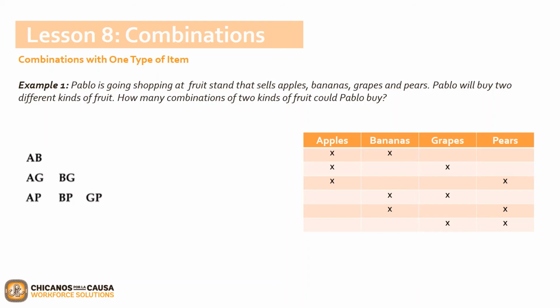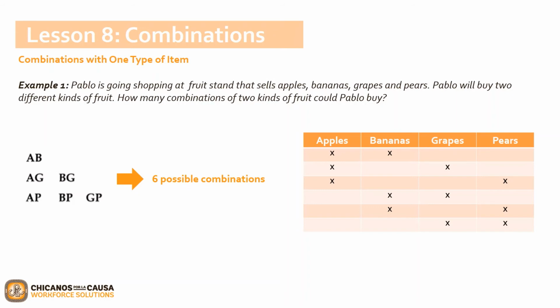However, an apple-banana combination is the exact same thing as a banana-apple combination. So we don't want to double dip. We don't want to count that twice. So we're only going to count it once. Now moving on to grapes, you can combine grapes with pears, grapes with bananas, and grapes with apples. But again, you only want to count something once. So doing that for each of those 4 different fruits actually gives us a total of 6 different possible combinations of fruits that Pablo can buy.